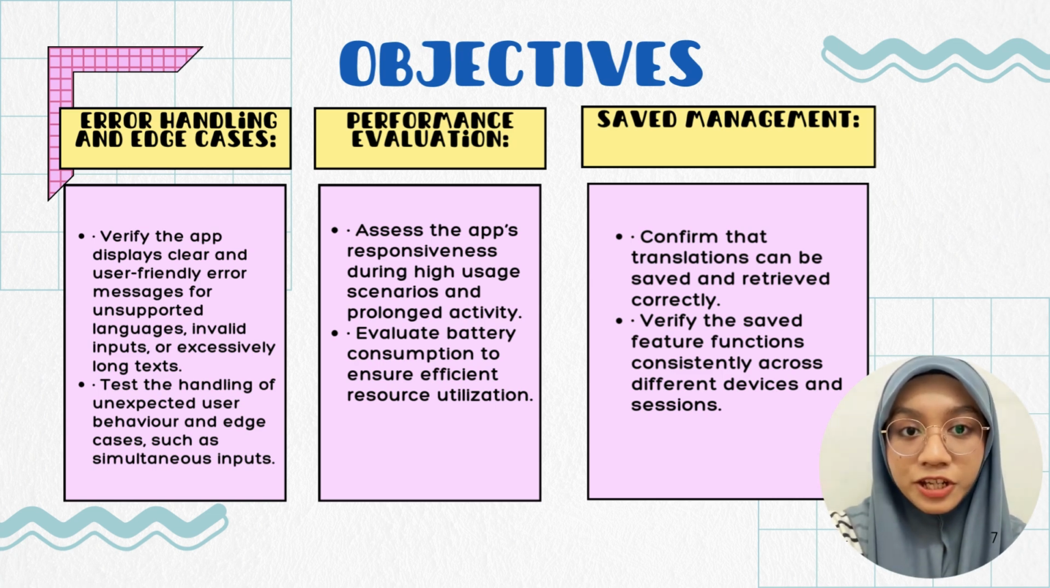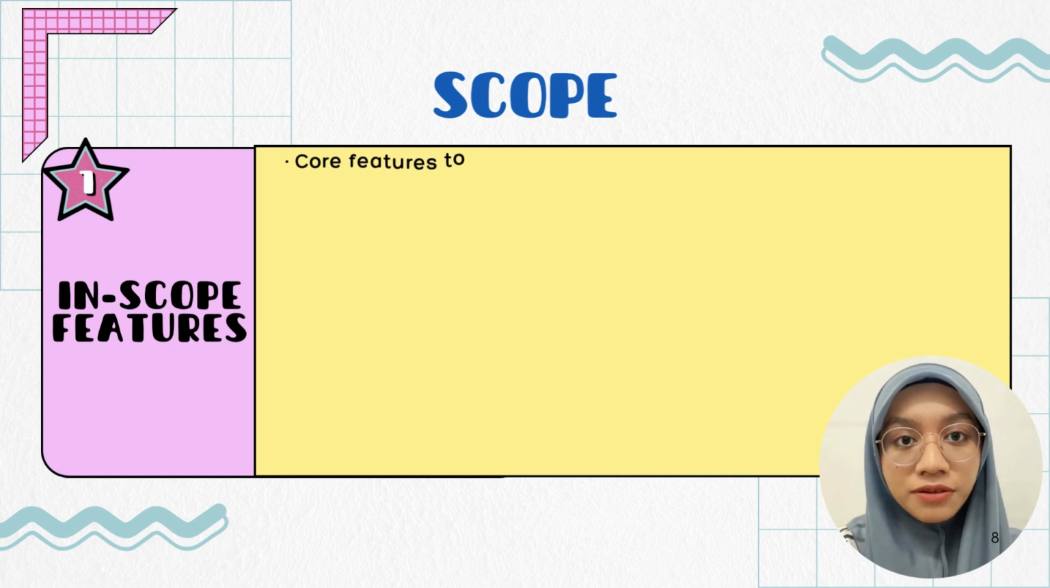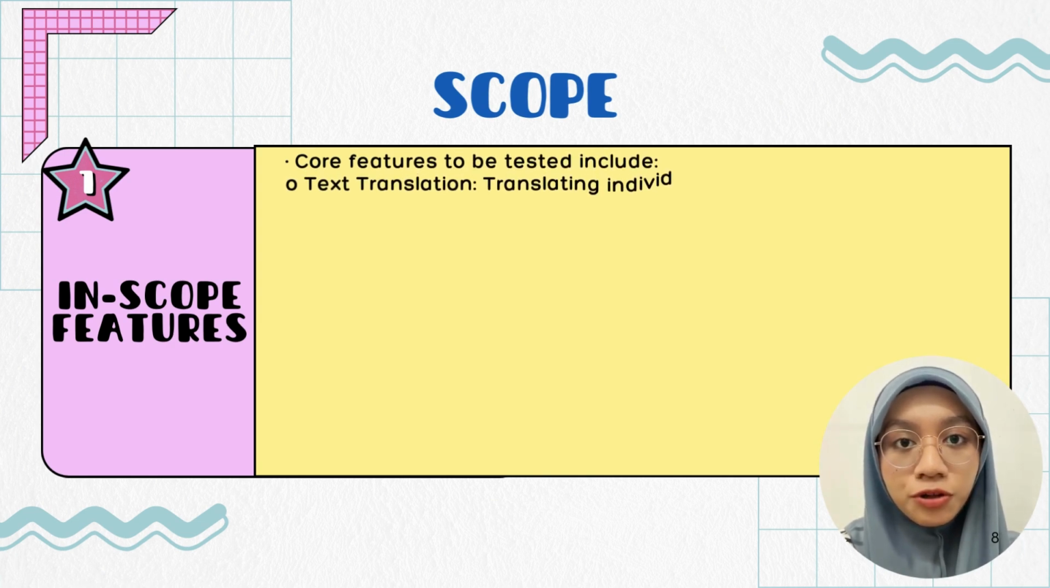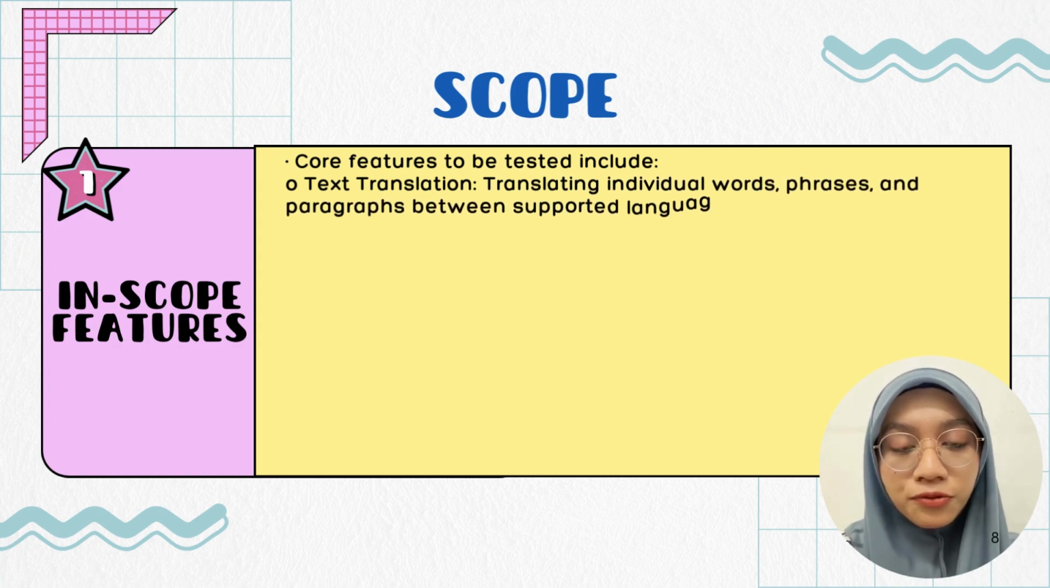Moving to save management, we will verify that translations can be saved and retrieved accurately. We will also confirm that the save translation feature works consistently across different devices and sessions, providing a seamless experience for users who need to refer back to previous translations. Next are the in-scope features of our translation system and the testing process we will be following to ensure its functionality. We have a few core features to focus on.